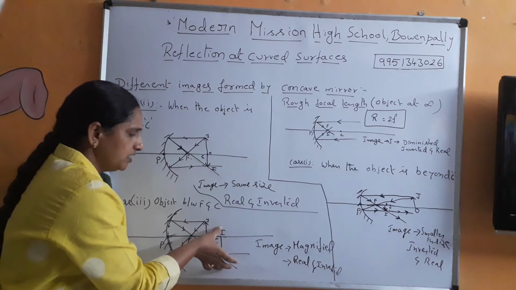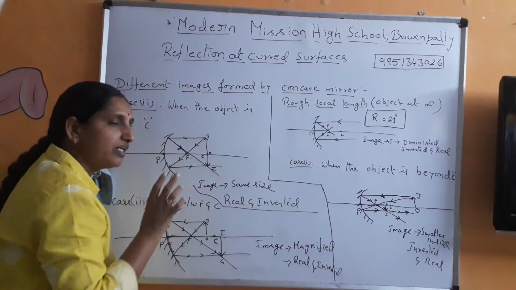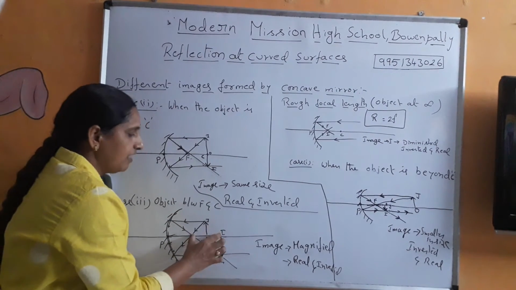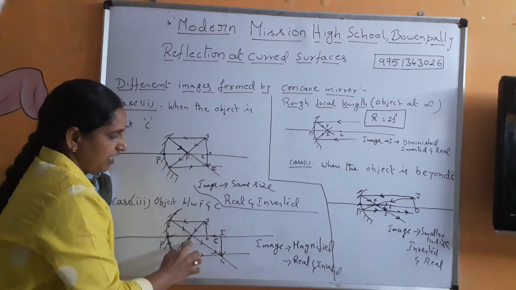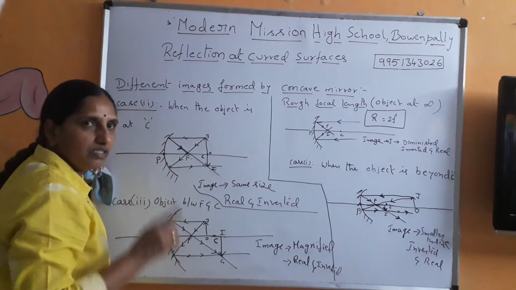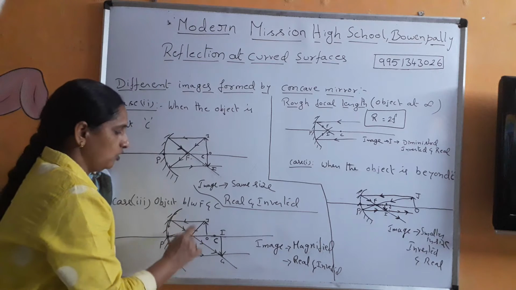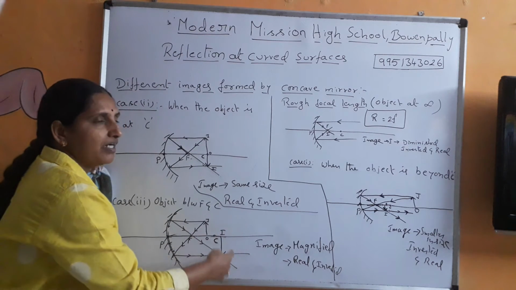Okay, so this is the case where you got the magnified image. So where will you get the magnified image? When the object is between F and C. When the object is between F and C, that is the focus and the center of curvature. That means in case of a concave mirror, when the object is between F and C, then you will get a magnified image.